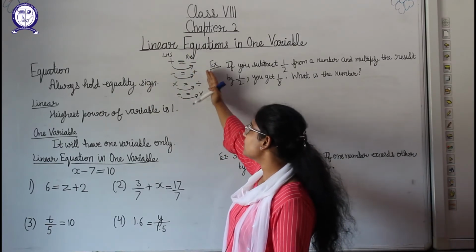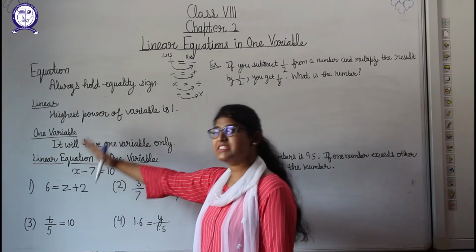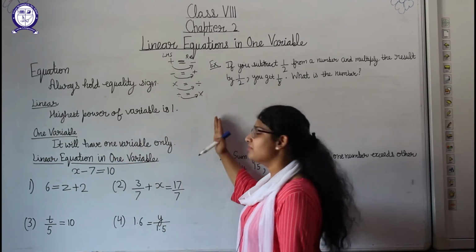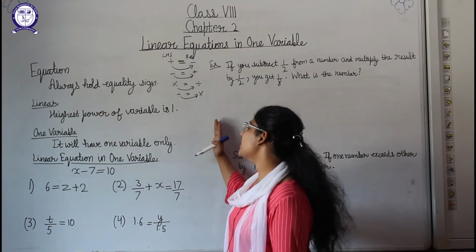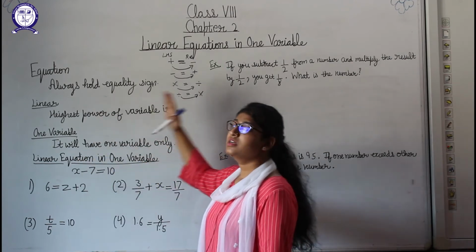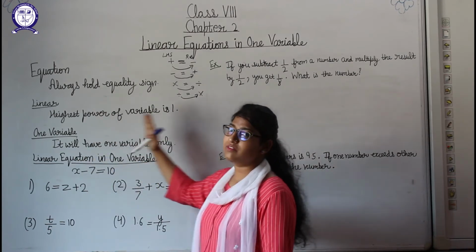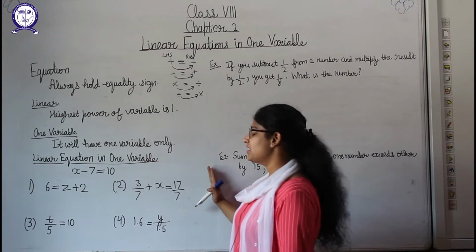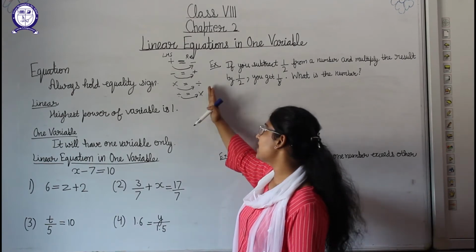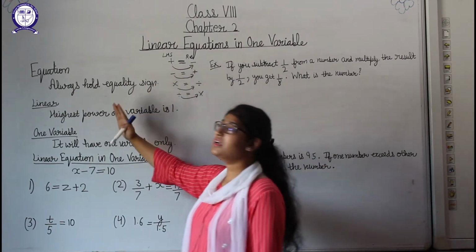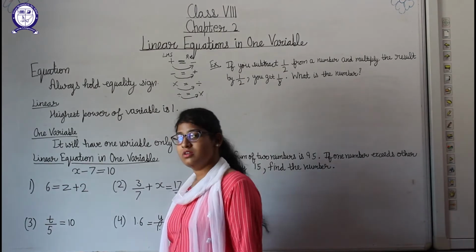Suppose there is a plus sign on this side, if we are taking it to that side, it will be subtracted. If on this side it is subtraction, then it will be added. If it is multiplying here, then it will be dividing there, and if it is dividing on the right hand side, then it will be multiplying on the left hand side.